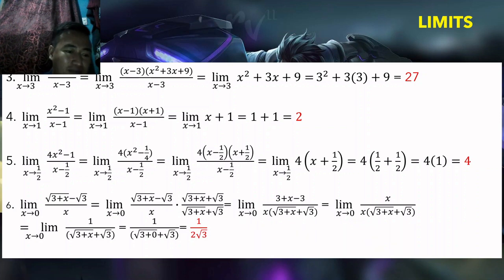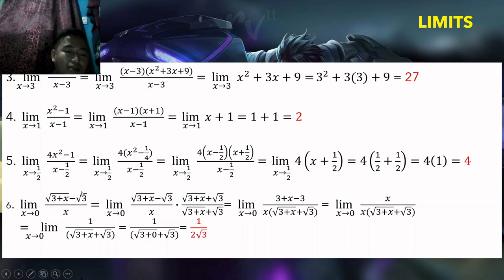Okay, last example, number 6. The limit of square root of 3 plus x minus square root of 3 over x as x approaches 0. So plug in, kay 0 man si x, class, may 0 gid ang denominator. Ang numerator square root of 3 minus square root of 3. So 0 again, class, over 0. So short na, class, nga naa ma x diha sa taas.